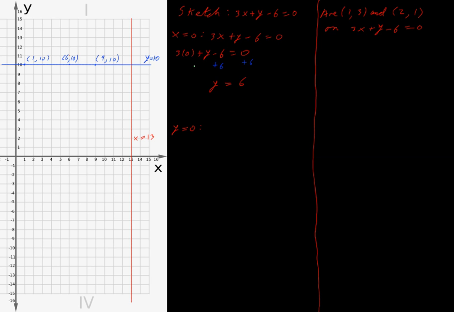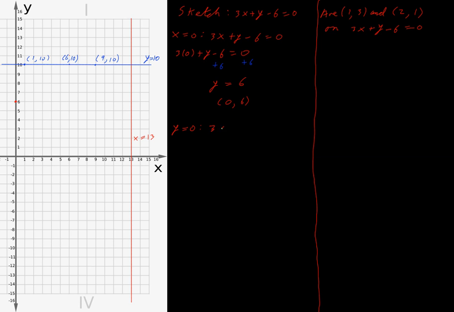So what are the coordinates of that point? x is 0, y is 6. In the door 0, up the stairs 6. So that's this point here. That's that point there. And now we do the same thing with y.